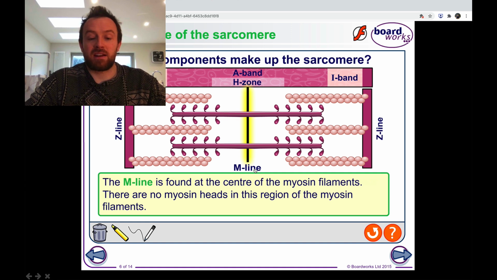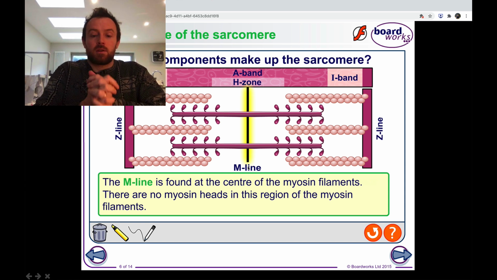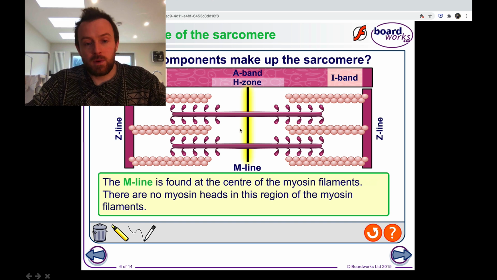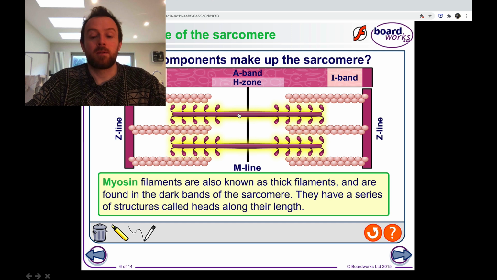And the M line is found at the center of the sarcomere. It attaches to the myosin filaments. We haven't labeled those yet, so let's do that. This here is the myosin thick filament.